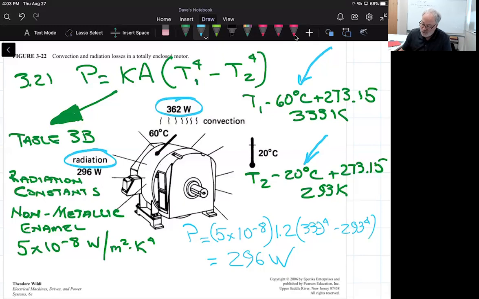So two types of losses that we looked at on the same motor, right? We had radiation losses and we had convection losses. And we see that there's really not that big a difference between the two of them.